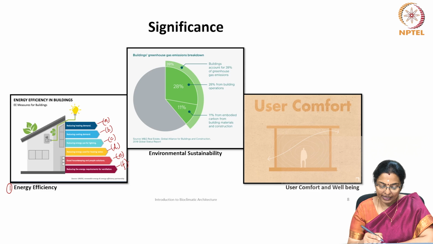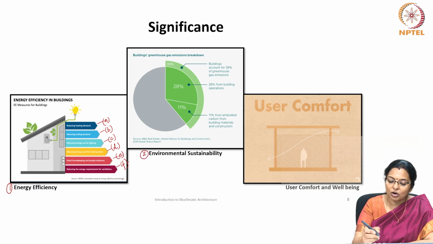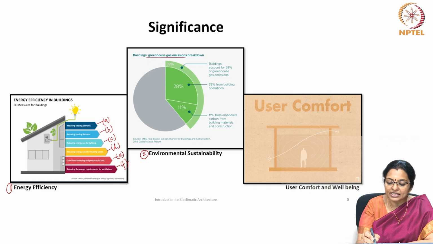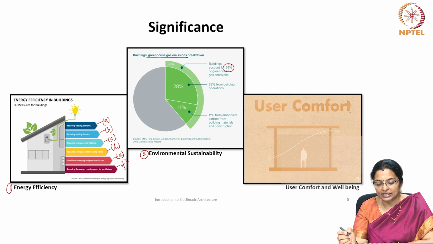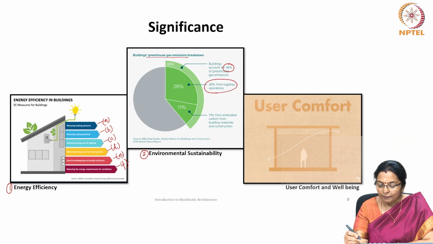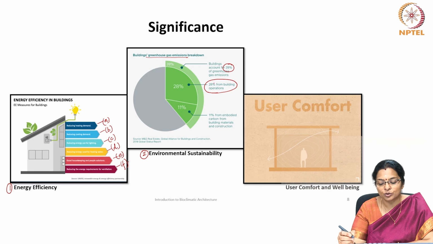Then the second one is environmental sustainability. This becomes important because by making the building environmentally sustainable, greenhouse gas emissions get reduced. Now we know that buildings account for about 39% of greenhouse gas emissions, and out of this, 28% is for building operations. So in order to make a building run, in order to make the building functional after it is built, at least 28% of the energy is consumed towards it.